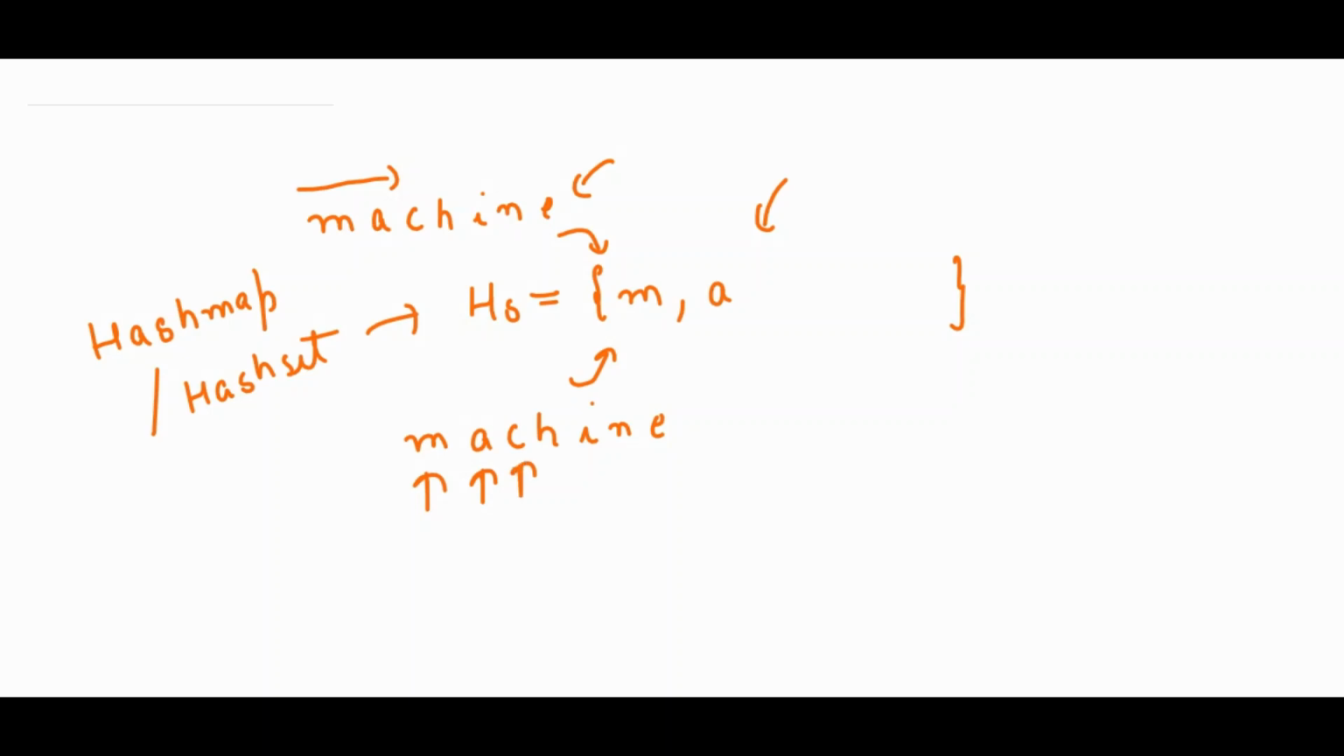Then I come to C. It doesn't contain C, so I will put C in it. Then I will come to H. H is not there in the hash set already, so I will put H in it. Then I come to I. I will see if I is present there. No, it is not present. I will put I in it. Same with N, same with E. N and E are not present, so I will put N and E in the hash set.